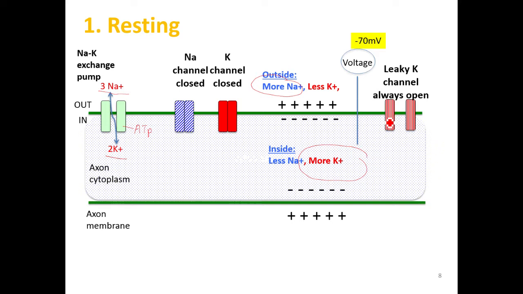A second reason is due to the presence of leaky potassium channels. These leaky potassium channels are always open. So potassium ions, which accumulate in the axon thanks to the exchange pump, can leak out of the axon down their concentration gradient.